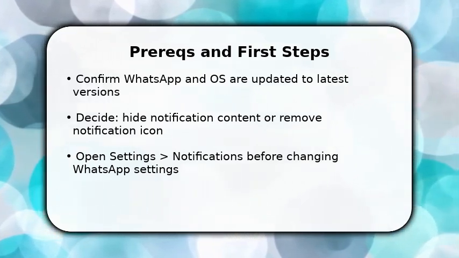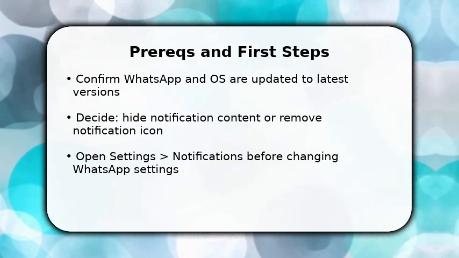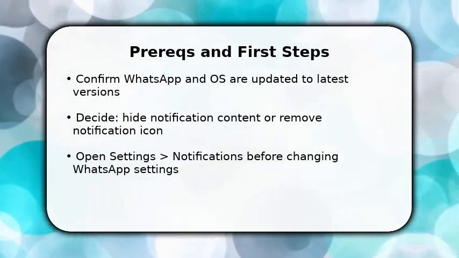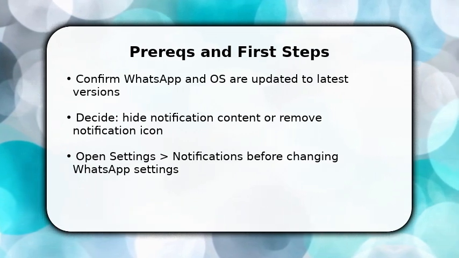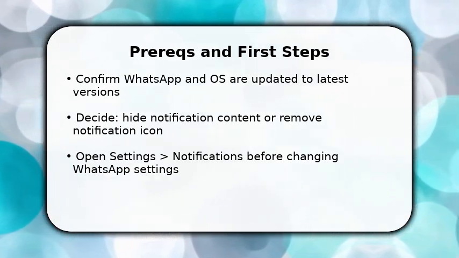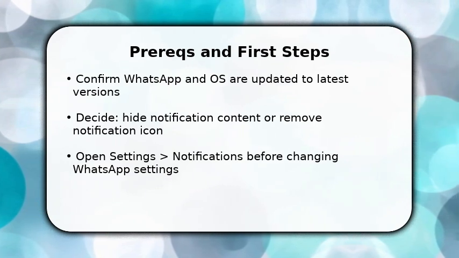You start by making sure WhatsApp and your phone OS are up to date so settings behave predictably. Once done, decide whether you want to hide message previews or remove the home screen badge entirely. Open the system settings and go into notifications so you can change app-level controls directly.